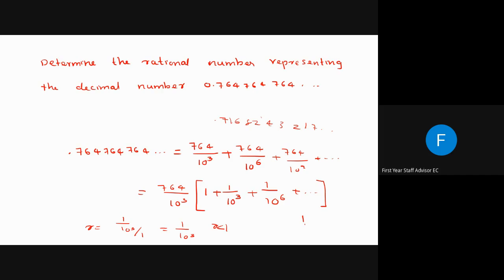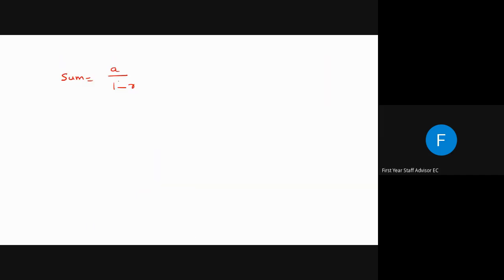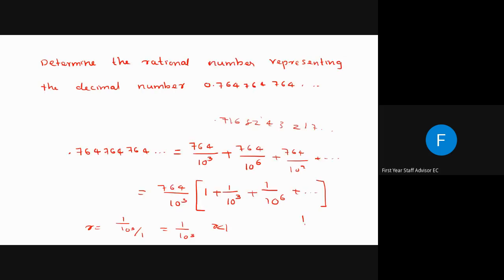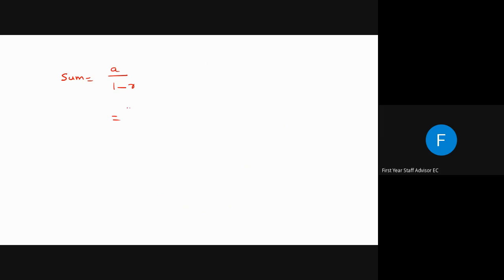Okay. So the sum is equal to what? Sum is equal to A by 1 minus R. In the case of an infinite series, this is an infinite series, so we use A by 1 minus R. Here A is what? 764 divided by 10 raised to 3, divided by 1 minus R. R is 1 by 10 raised to 3.